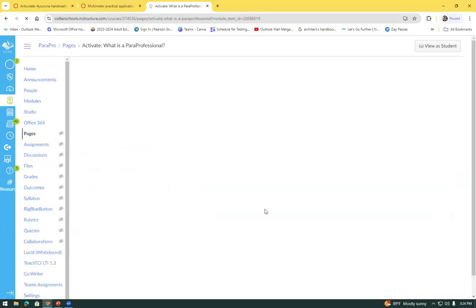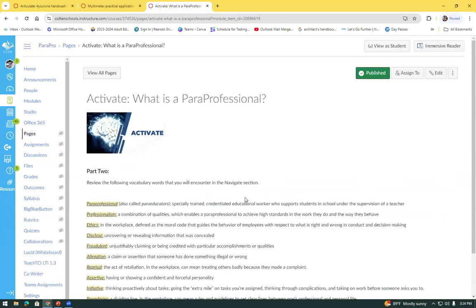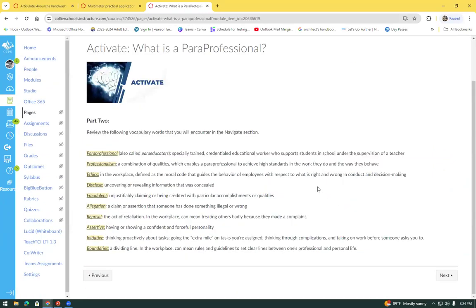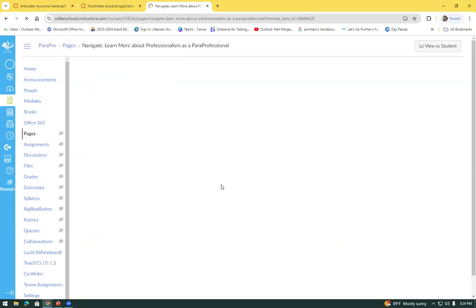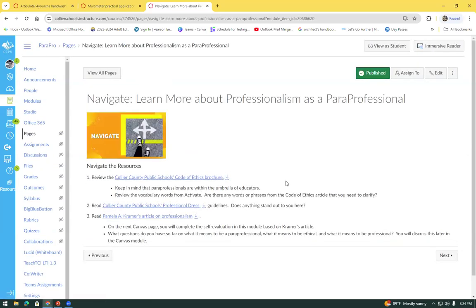You can see in this part of the activate section where they're activating their prior knowledge. This is where we're front loading some of the more difficult terms they're going to see in the code of ethics. In class, they discuss this in detail, but they can also refer back to this Canvas page at any point to circle back or remind themselves of what these terms mean. And then they're going to go ahead to the next part and read the code of ethics.